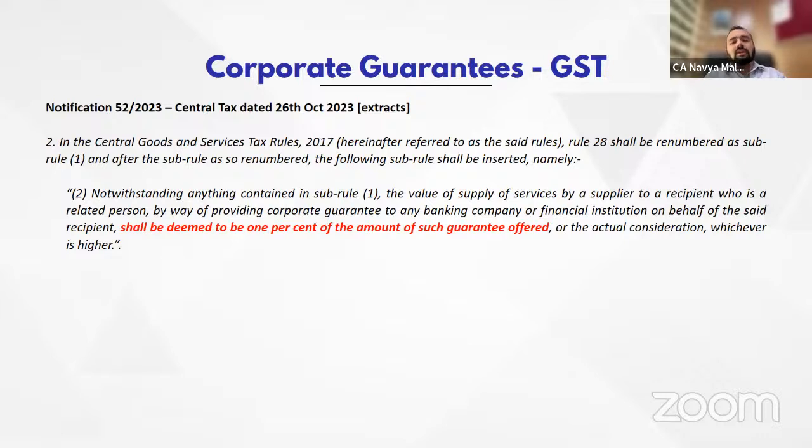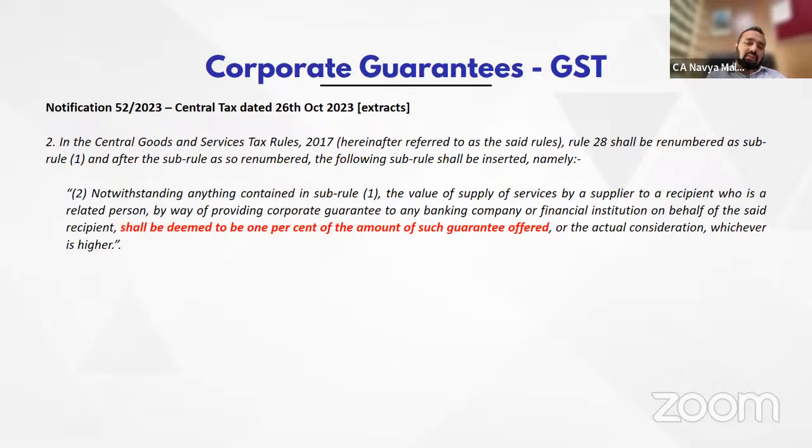What this notification that on screen that is already being shown is saying that when you supply anything by way of corporate guarantee, here I think we should also highlight two words more, that is banking company or a financial institution. I think these two words are also very important.